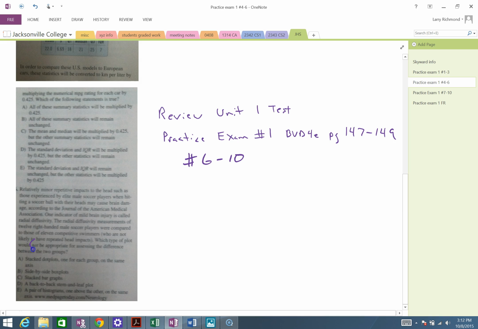Which type of plot would not be appropriate for assessing differences between the two groups? Reading the question, relatively minor repetitive impacts to heads can cause injuries. One indicator is called radial diffusivity. The measurements of 12 right-handed male soccer players were compared to those of 11 swimmers. Each person is getting some measurement of some quantity. So for the 12 soccer players, we're going to have 12 numbers. For the 11 swimmers, we're going to have 11 numbers, and we want to compare them.